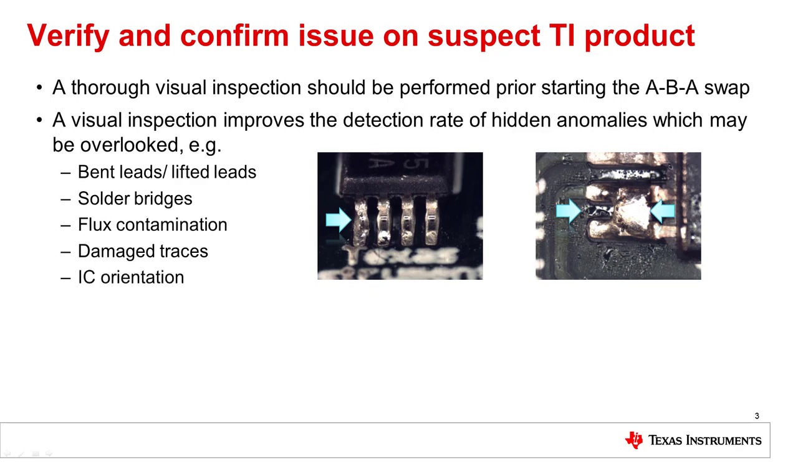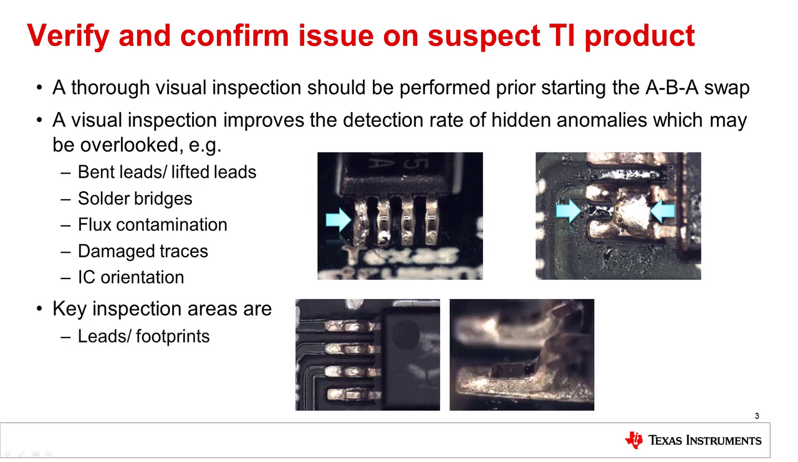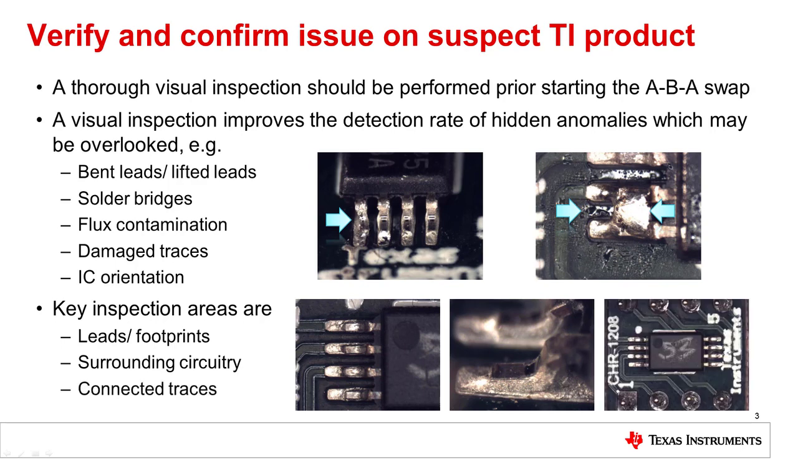Finding such assembly issues in an early phase could avoid spending countless hours troubleshooting an application. Therefore, a manual optical inspection should always be completed before any other analysis technique. Key inspection areas are leads, surrounding circuitry, and connected traces.